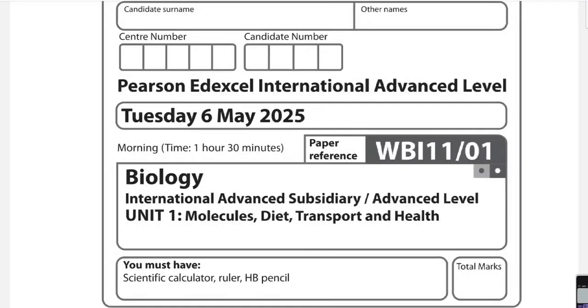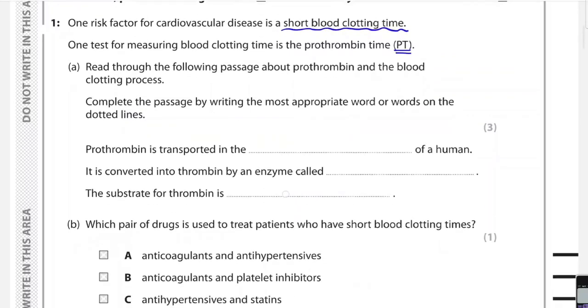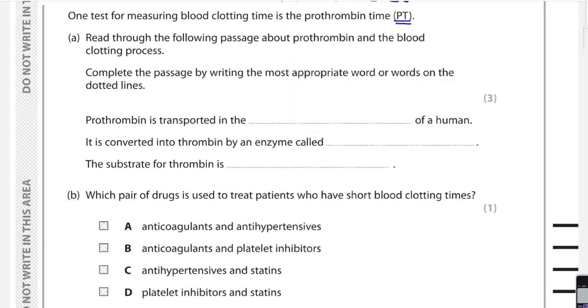This is part 1 of solving the May 2025 paper for Unit 1, and let's get started with the first question. One risk factor for cardiovascular disease is a short blood clotting time. One test for measuring blood clotting time is the prothrombin time, or PT in abbreviation. Read through the following passage about prothrombin and the blood clotting process and complete it by writing the most appropriate word in the dotted lines.